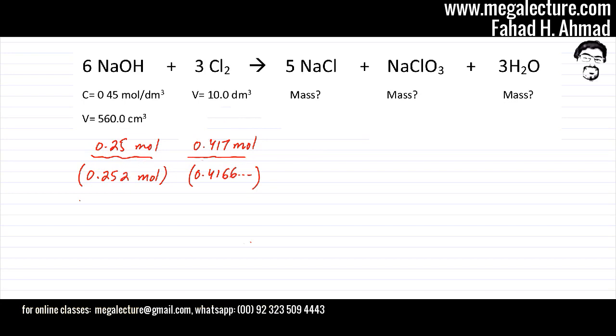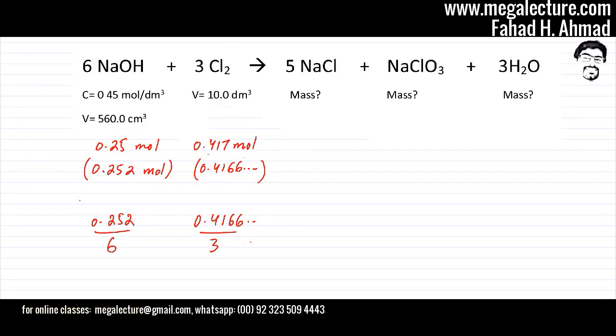Now I'm going to try and find which one is my limiting reactant and which one is my excess reactant. The simple thing that I'm going to do is divide the moles of NaOH by its ratio, which is 6 over here, and divide the moles of Cl2 by its ratio in the equation, which is 3. The bigger of these two numbers would be the one that is in excess. You can perform the calculation on your calculator. The one on the right comes out to be a bigger number. That means chlorine gas has been added in excess.